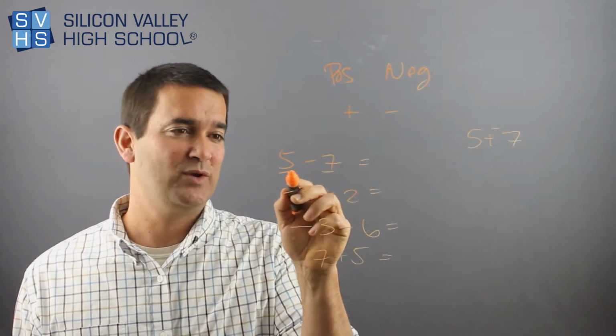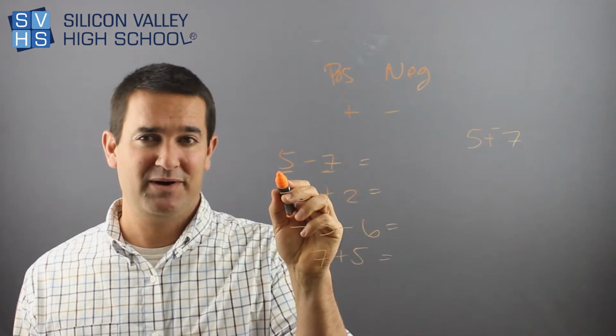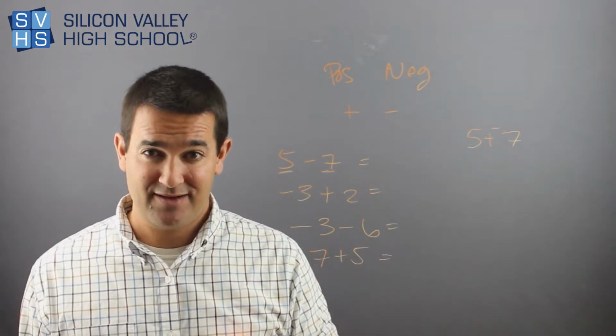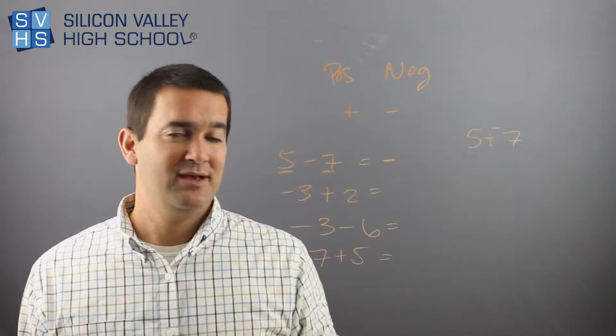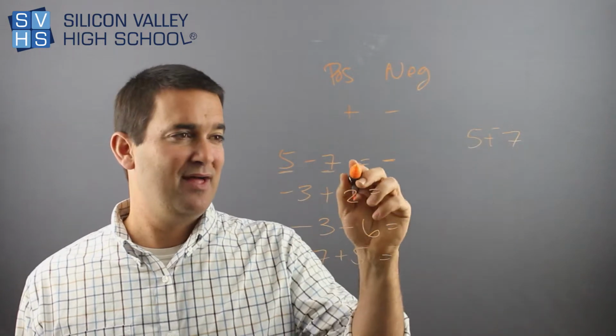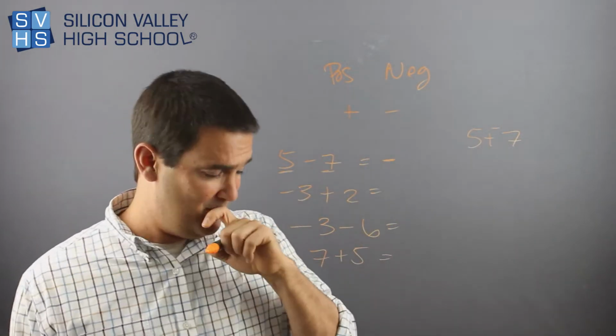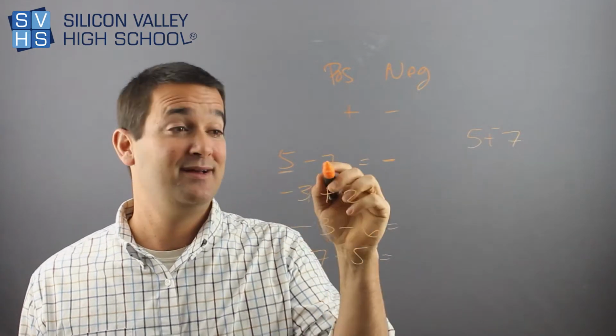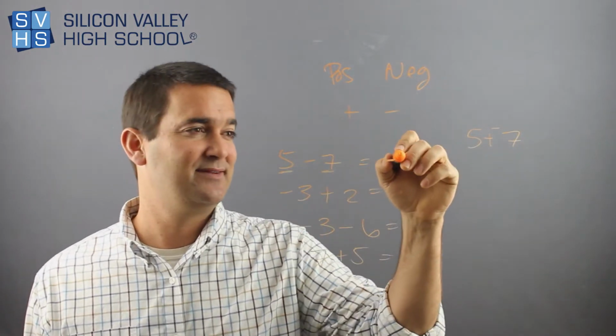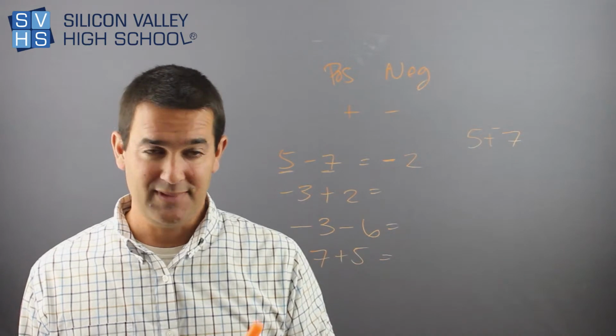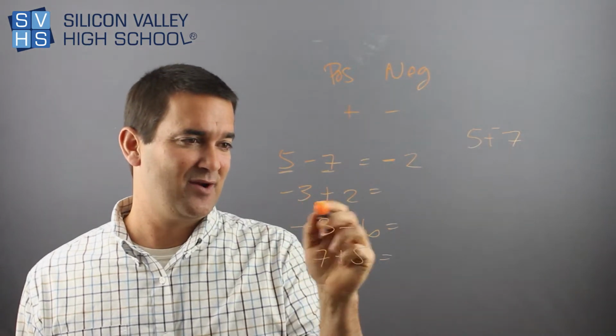And then the question is, which team's going to win that fight? If you have 5 positives and 7 negatives, who's going to win that fight? The negatives are going to win. So before I even do any math, I decide which team is going to win. Then, how much do they win by? There's 7 negatives and only 5 positives. The answer is 2.